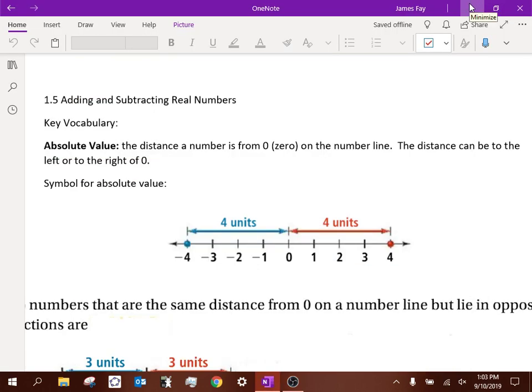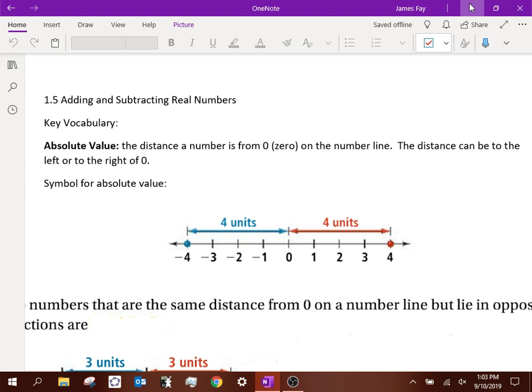What we're doing here, 1.5, add and subtract real numbers. Tomorrow we'll multiply and divide. And there are just a couple key aspects of these processes that I want to talk about so we're all on the same page. Again, I think we can add and subtract, but I want to talk about maybe some notation, that kind of thing. First thing up there is key vocabulary, and it's absolute value.